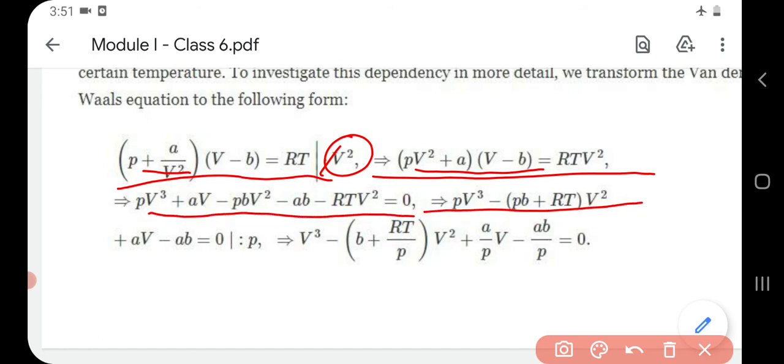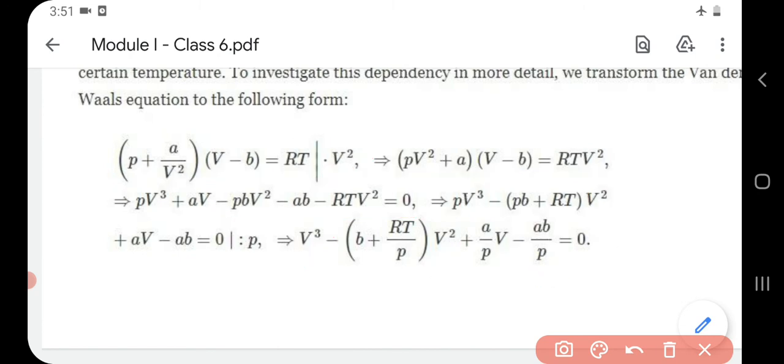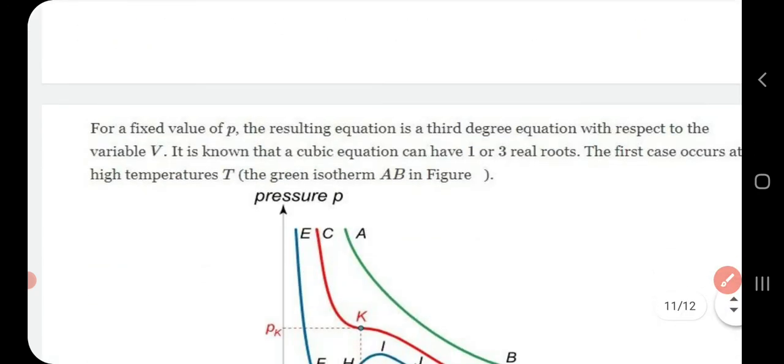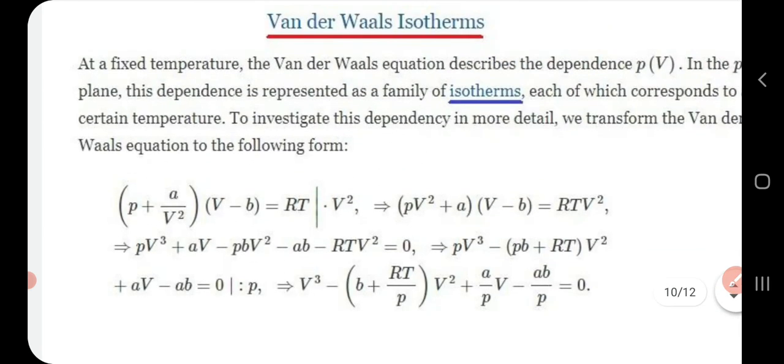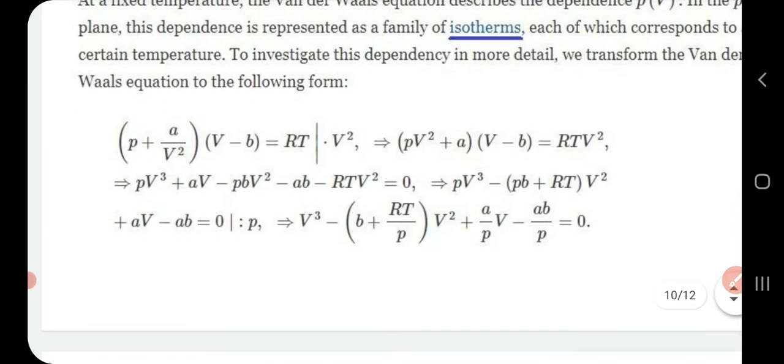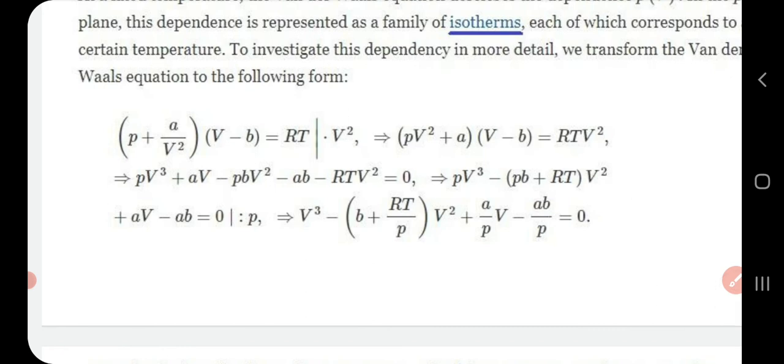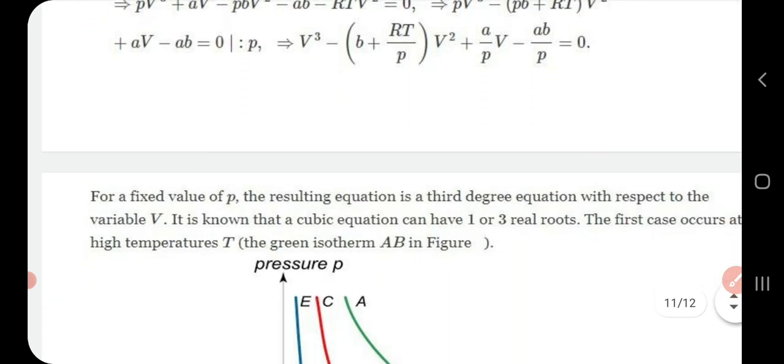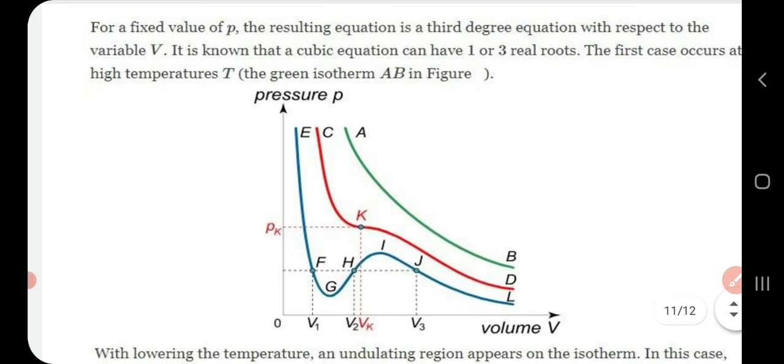Then you are grouping the V cube term and V square term together, V is taken back, and the constant ab is left. You are grouping it in the order of the highest power of V: V cube, then V square, V, and a constant equal to 0. This is very simple. If you like, just take a paper and write it down. Otherwise you can skip that and write this slide.